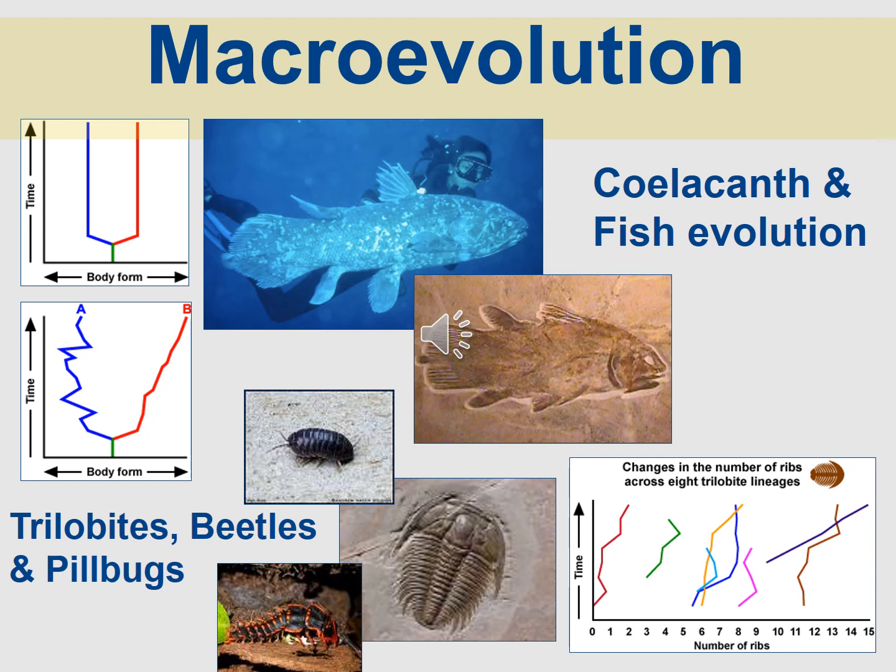Trilobites. We think trilobites are the ancestor to beetles and pillbugs, which would be the descendants. Trilobites look very similar to modern beetles, and we can track their changes even in fossils as well as modern organisms, with traits like the number of ribs. You can see there's a timeline here.